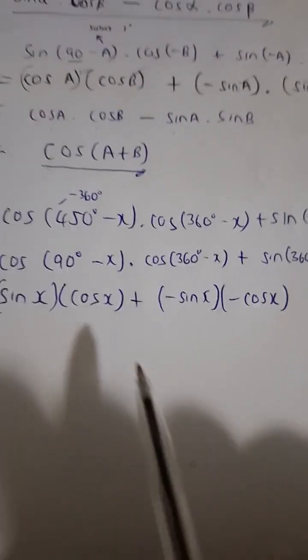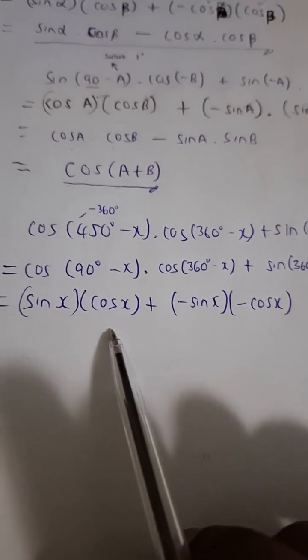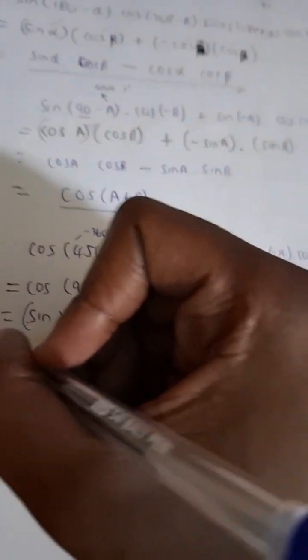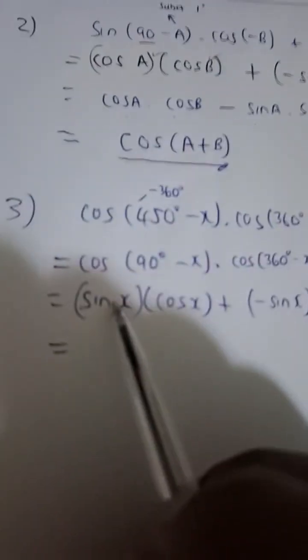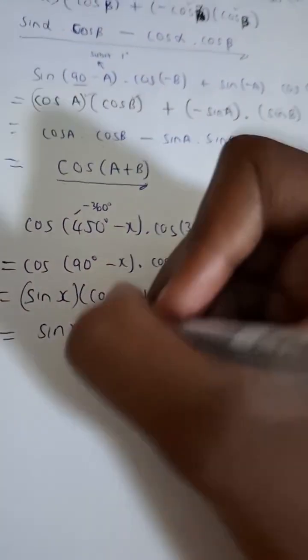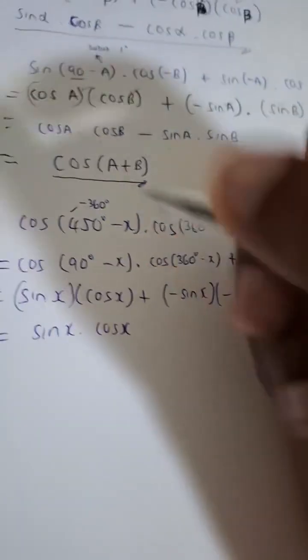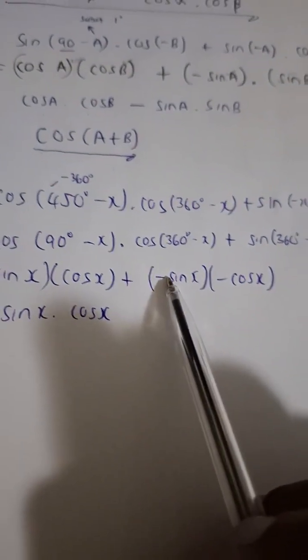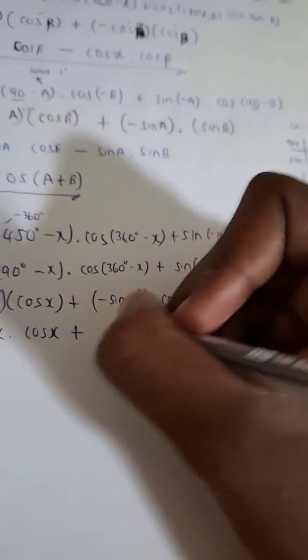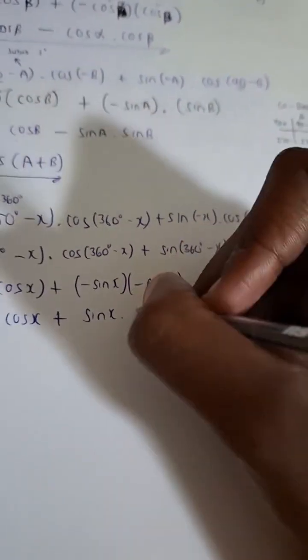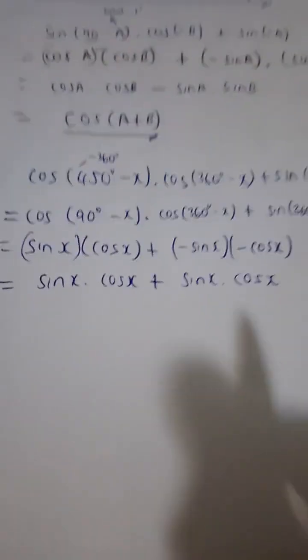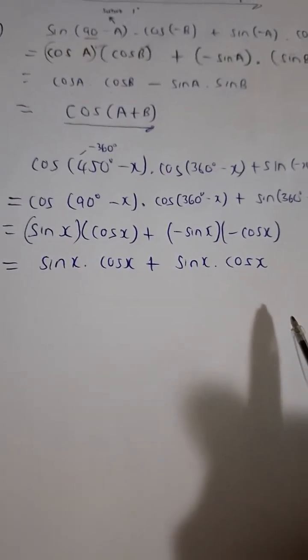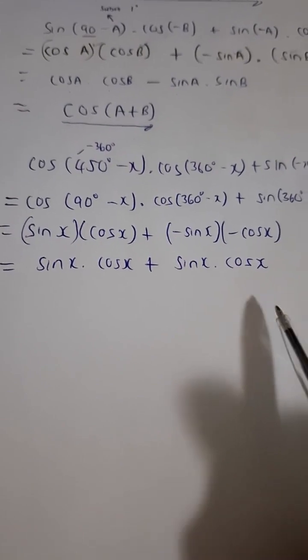I hope you guys can see very nicely what's happening here. So now I'm going to multiply these two, positive times a positive. Obviously, this is sine x cos x. The bracket can be removed. Then here, positive times a negative is negative. Then a negative times another negative gives you a positive, guys. So I have positive sine x cos x. Do you see this, guys? Do you see it? I hope you do.